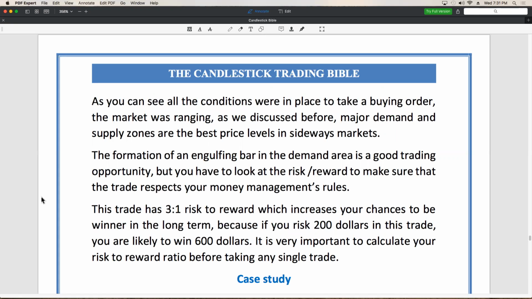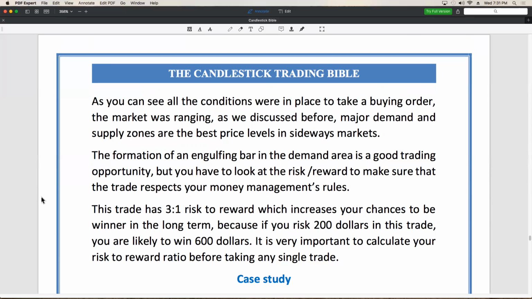The market was ranging, as we discussed before. Major demand and supply zones, or major support and resistance zones, are the best price levels in sideways markets. Now, the formation of an engulfing bar in the demand area is a good trading opportunity, but you have to look at the risk reward to make sure that the trade respects your money management rules.